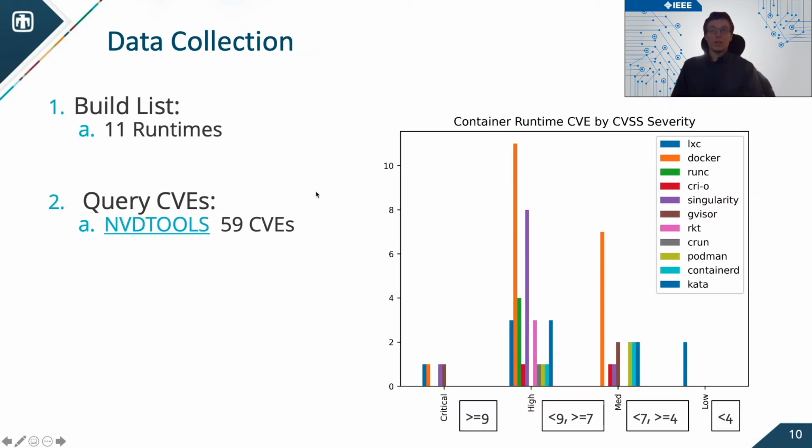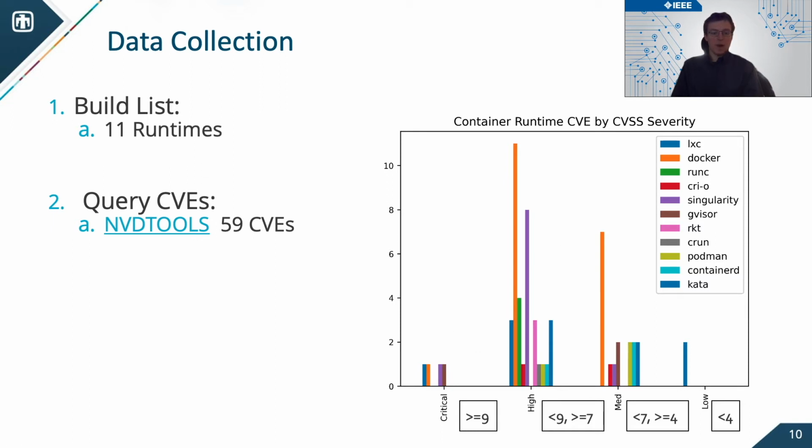So next, let's go over our data collection, which occurred in 4 steps. In the first step, from Google searches and literature review, we built a list of popular runtimes. This list can be seen in the key for the bar chart on the right. In step 2, we utilized the NVD Tools open source command line utility to parse the NIST National Vulnerability Database. We gave it the input of 11 runtimes and got the output of 59 corresponding CVEs.